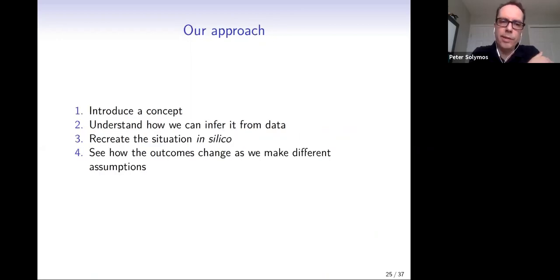So we're going to introduce a concept, understand how we can take some field collected data and estimate a parameter related to that concept. So if we are looking for abundance as our interest, then how can we estimate something so that we can get that metric that is going to tell us what abundance is, and maybe we'll have to estimate a couple of other things along the way to account for detection error. So how can we infer that parameter of interest from the data.